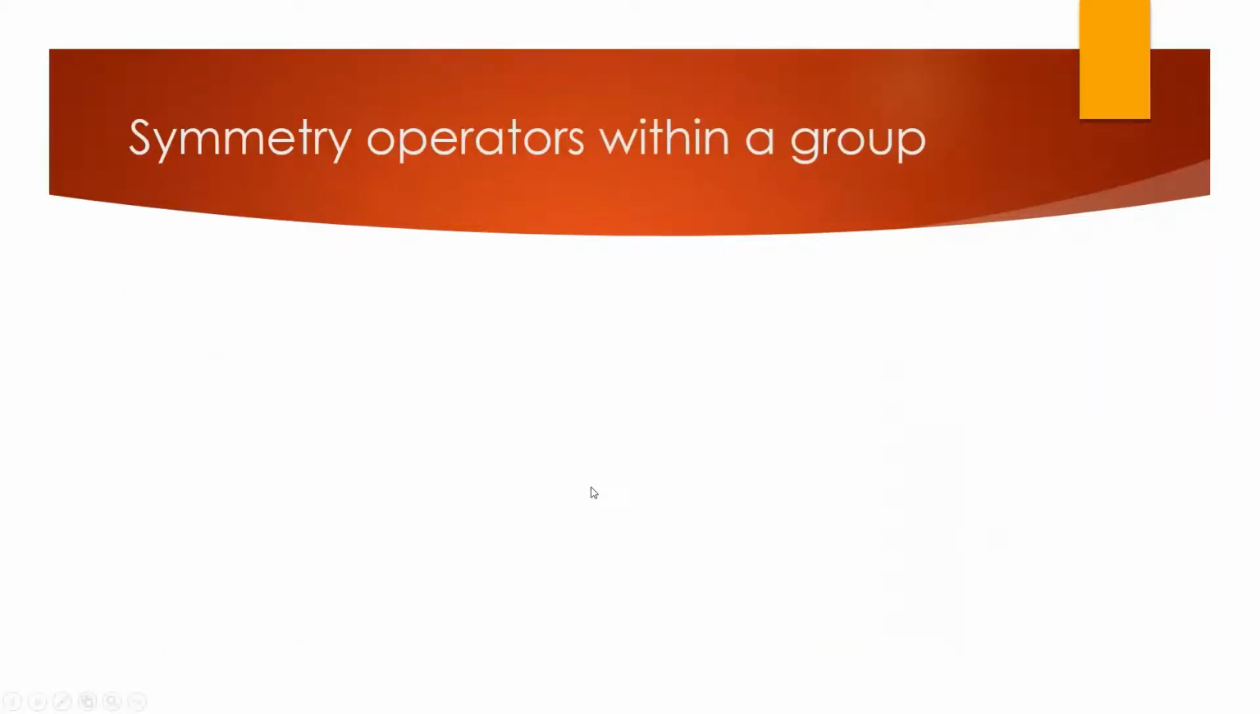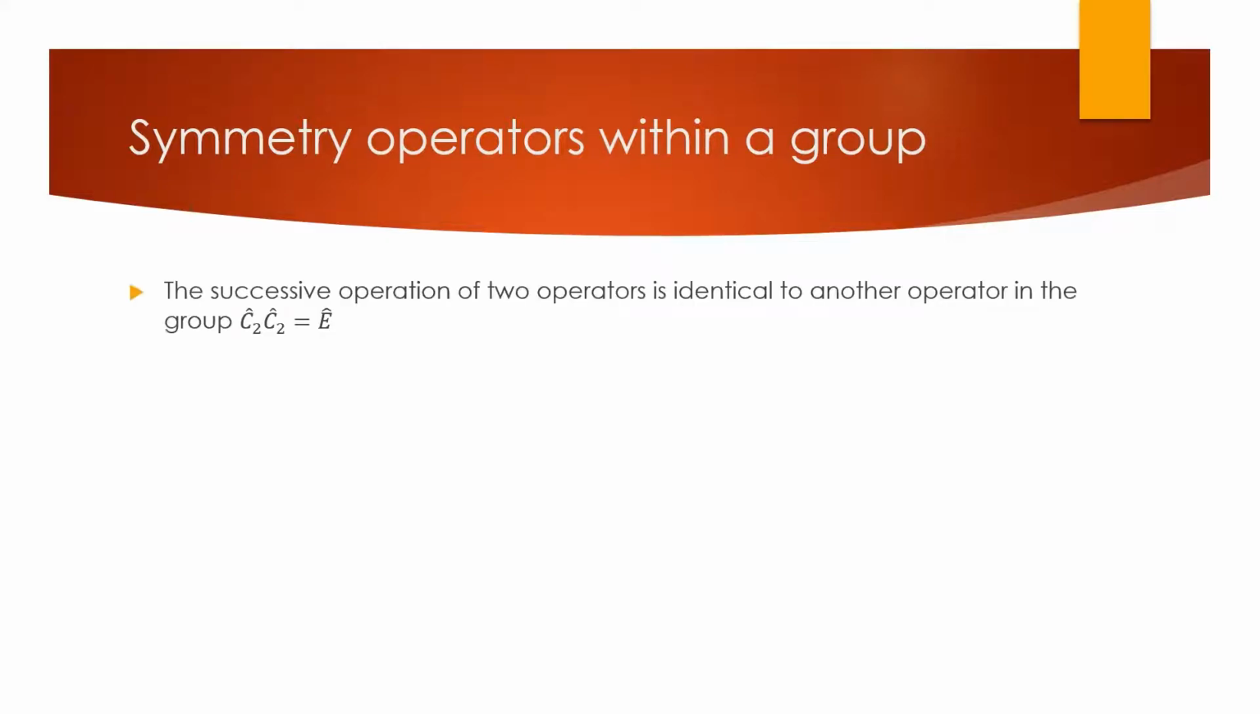So what we can do with these symmetry operators is relate them mathematically because we have these different operations, and these will go right along with our other quantum mechanical operators as things that we can do. And there are some points that we can make about the relationship between these symmetry operators amongst themselves within a point group. So one observation, and these all come from group theory, is that the successive operation of 2 operators is identical to another operator in the group.